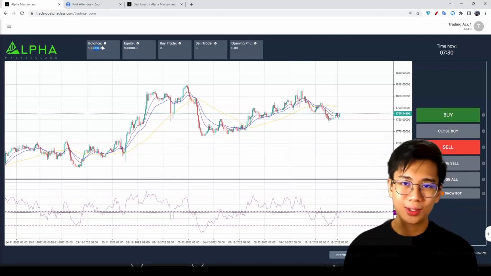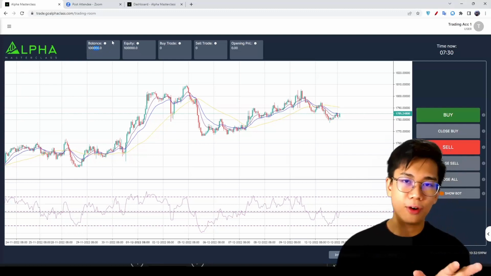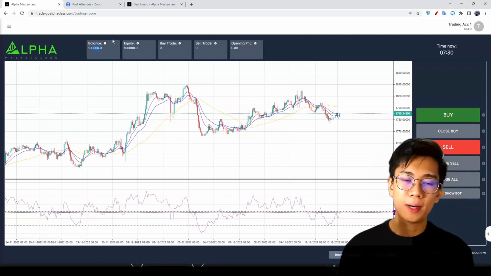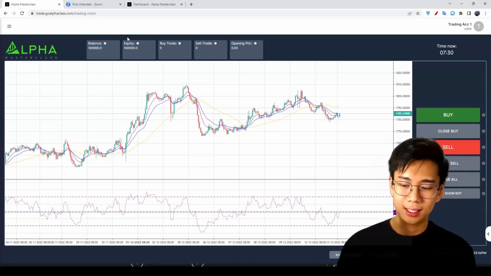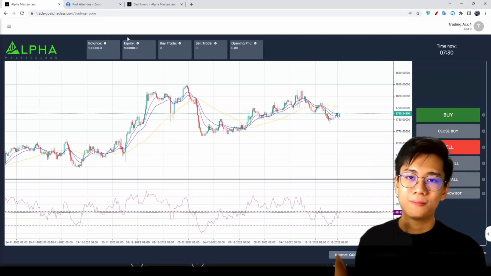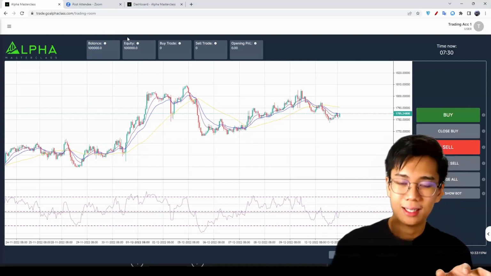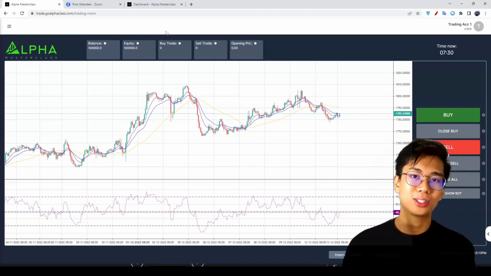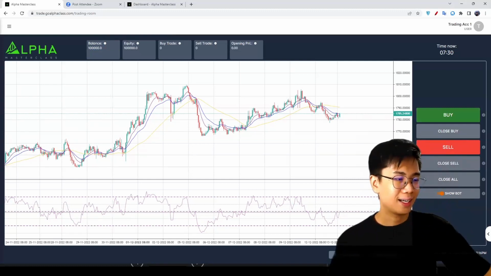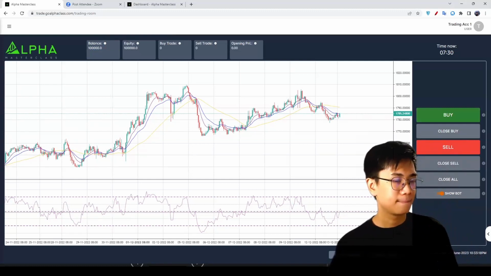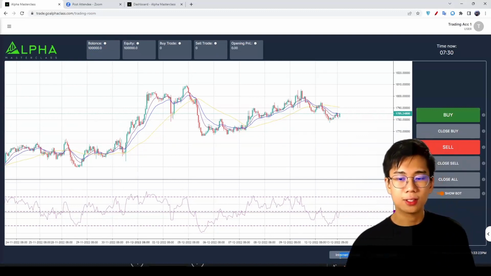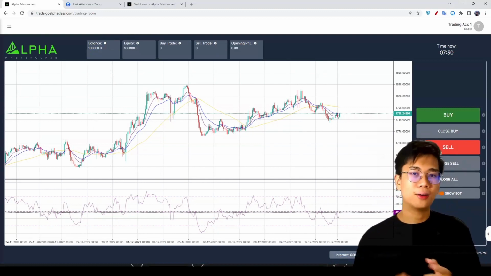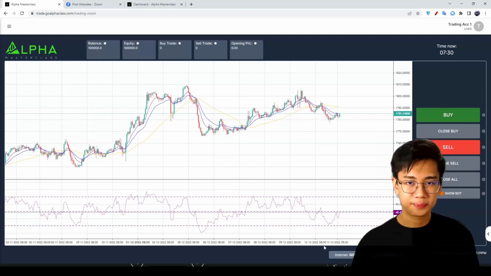But you will start to realize that the gold market volatility, the speed at which gold moves, is much faster compared to Forex. So just bear that in mind. The chart still moves pretty slowly, doesn't it? Make sure your internet is good. If it's not good, change to mobile data or anything else, and make sure the latency is below 150 ms.